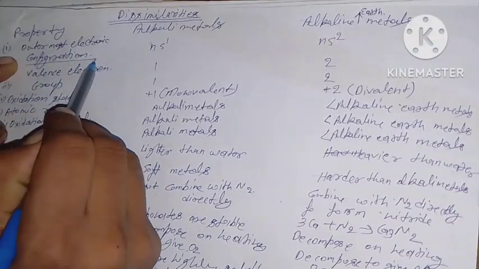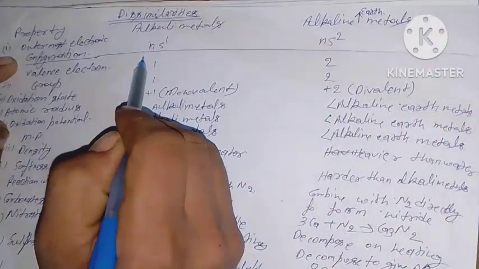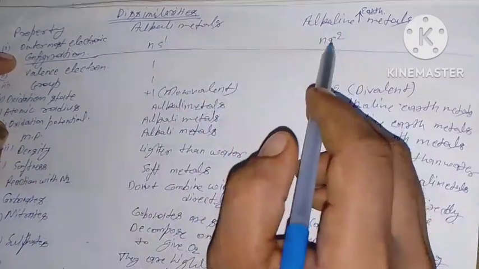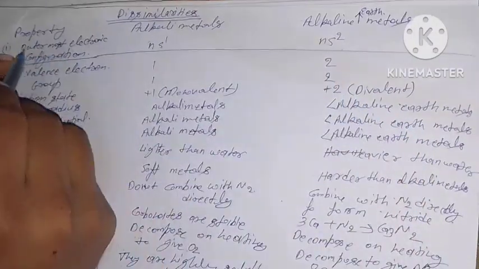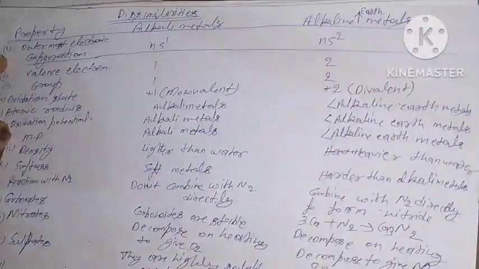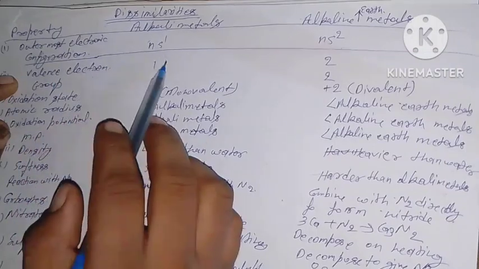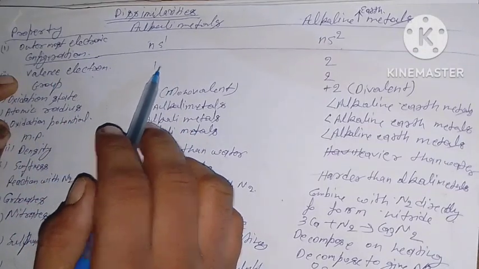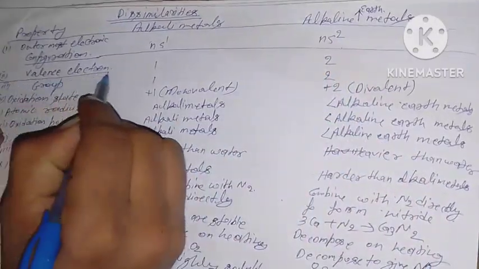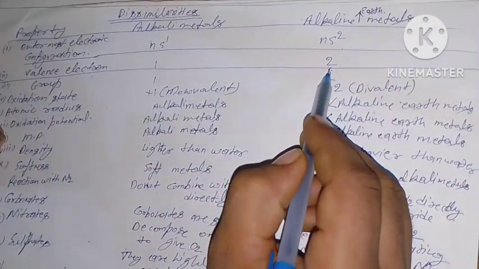The outermost electronic configuration of alkali metals is ns1 and of alkaline earth metals is ns2. Second point, valence electron. Alkali metals have valence electron 1 and alkaline earth metals have valence electron 2.